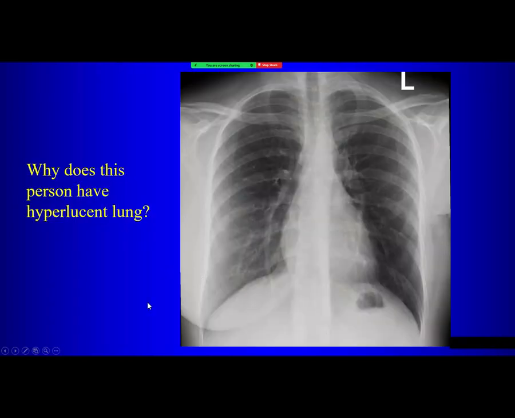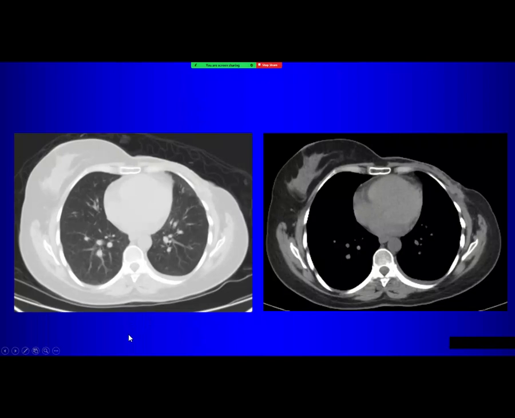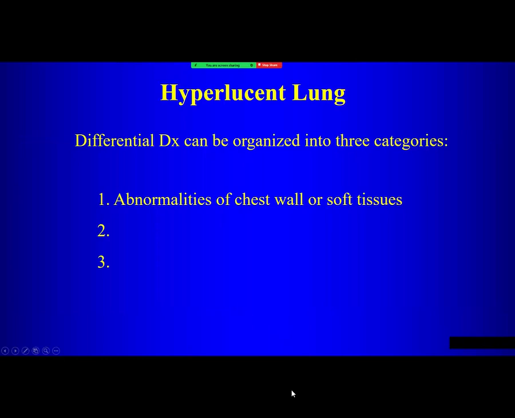In this particular case, we notice that the left lung looks somewhat more lucent than the right, especially down here. So why does this person have a hyperlucent lung? Mastectomy? Yeah, so this is a mastectomy. You notice that the breast shadow is missing on the left side. So that's an example of hyperlucent lung from mastectomy. And then here's the CT scan showing you the mastectomy in that particular patient.